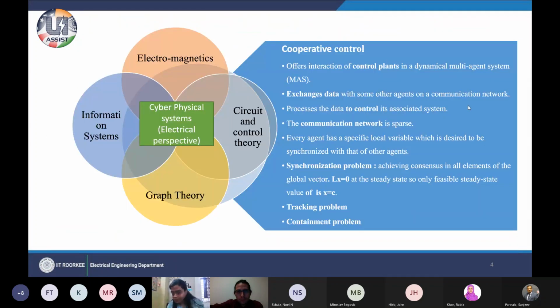Cyber-physical systems from an electrical perspective can be considered as the confluence of many things like electromagnetics, information systems, circuit and control theory, and graph theory.